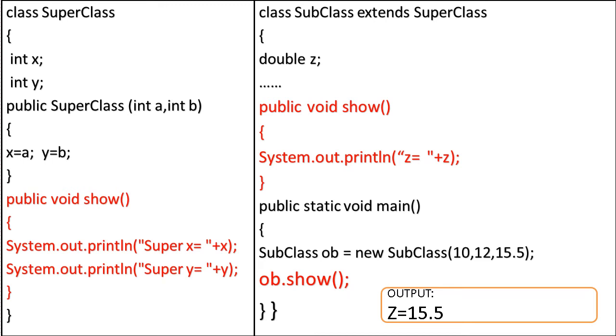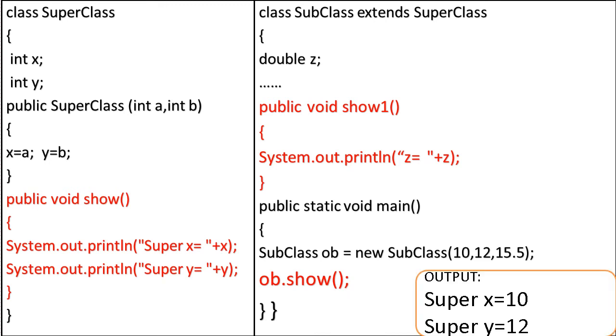So one solution is that if we change the name, if the functions are having different names, then it is okay. Take inside derived class function name as show1, and then if you try to call ob.show, it will simply call the base class function. So now you can see the output: super x equals 10 and super y equals 12.